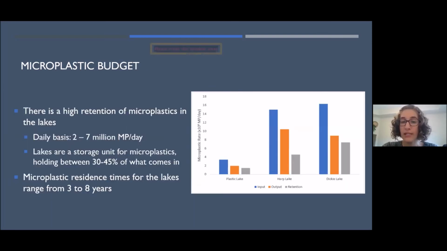In order to understand how microplastics move in the environment, we wanted to create a microplastic budget for the lake. So again, similar to your financial budget, we look at how much comes into the lake, how much leaves the lake, and how much stays in the lake.